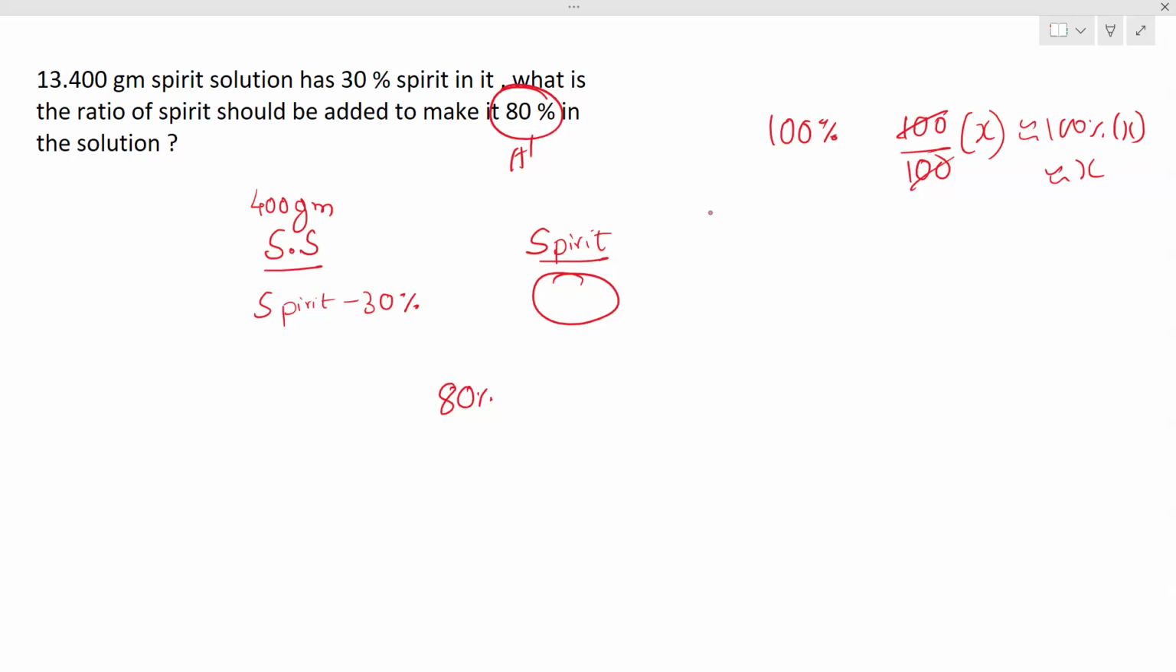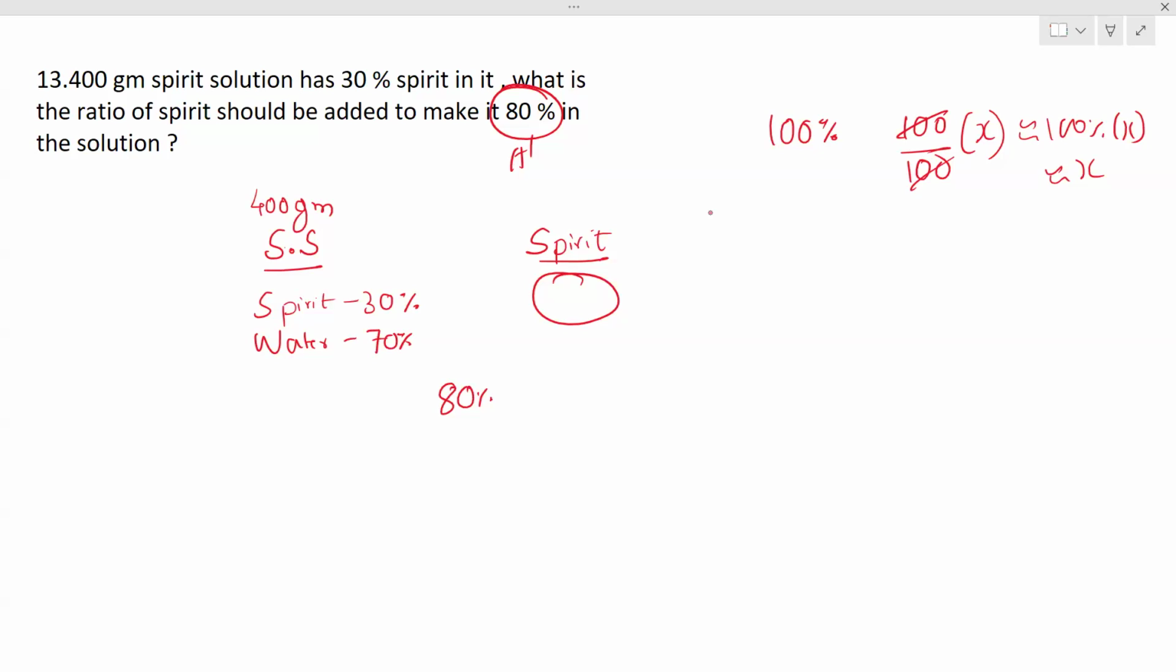I'm talking about spirit itself as an entity. Spirit solution, meaning spirit plus water, has 30% spirit. I agree. Whatever it is, water here will be how much? Water here will be 70%. True. It is spirit solution, meaning spirit plus water, so spirit will be 30%, water will be 70%.